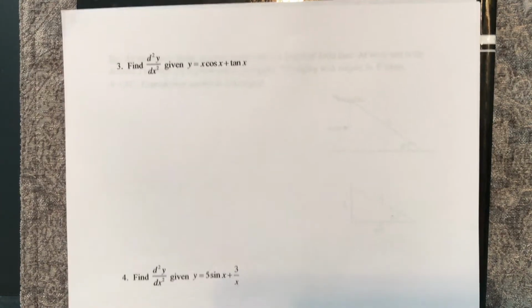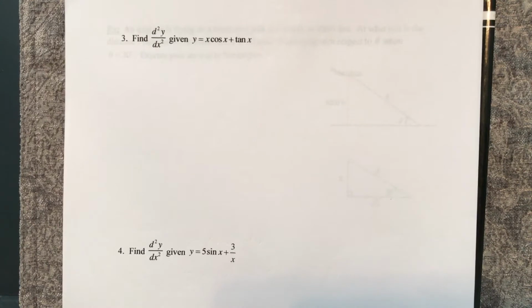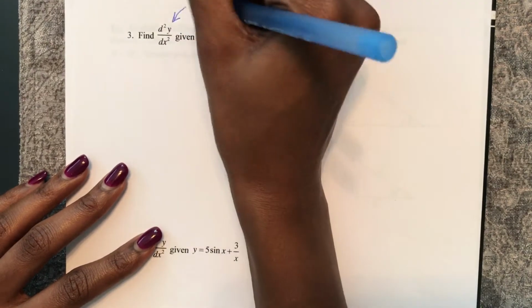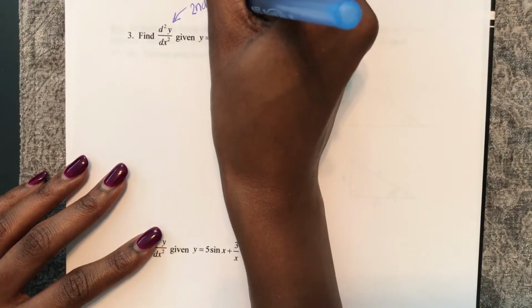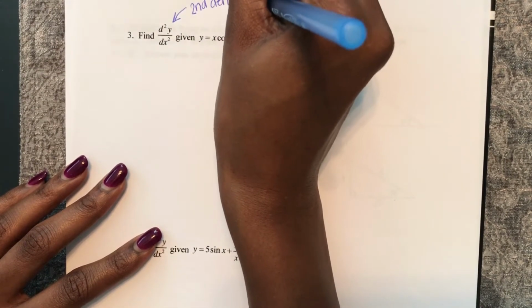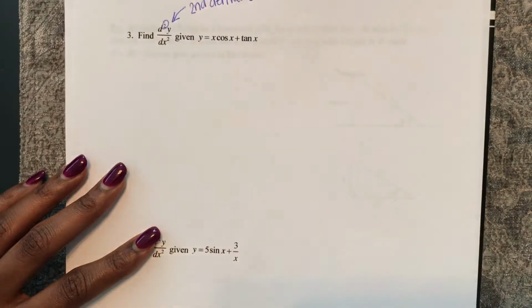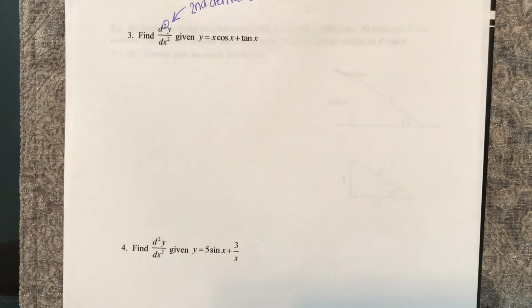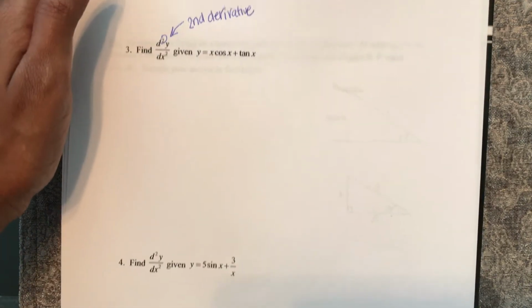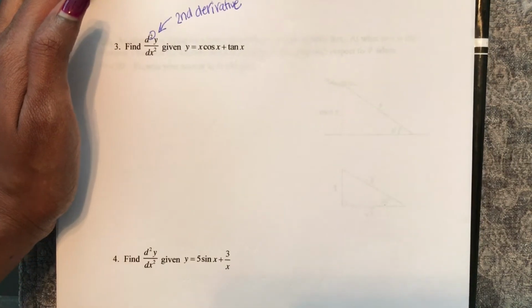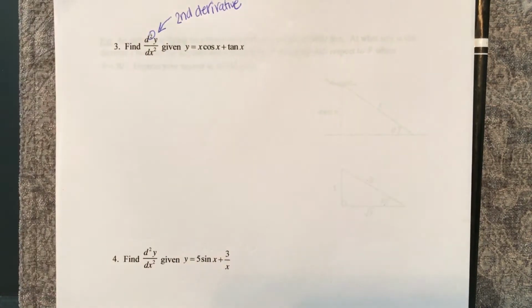Okay, let's keep it going, finding more derivatives. But now in this problem, they're not asking us to just only find the first derivative. This is actually asking us to find the second derivative. And I know that because of the exponent. If there was a 3, it would be asking for the third derivative. So keep in mind that the notation sometimes tells you to take the derivative more than once.